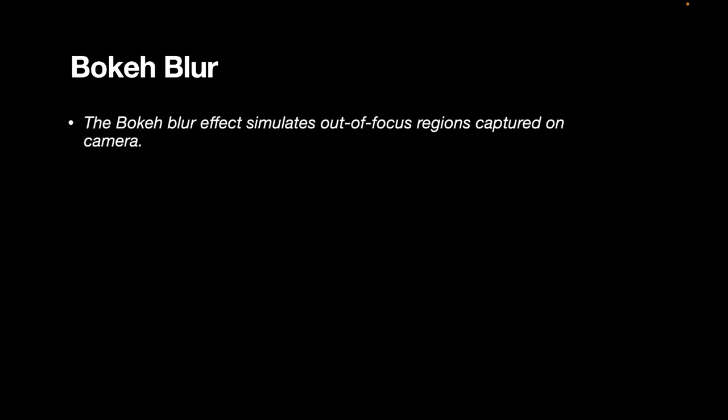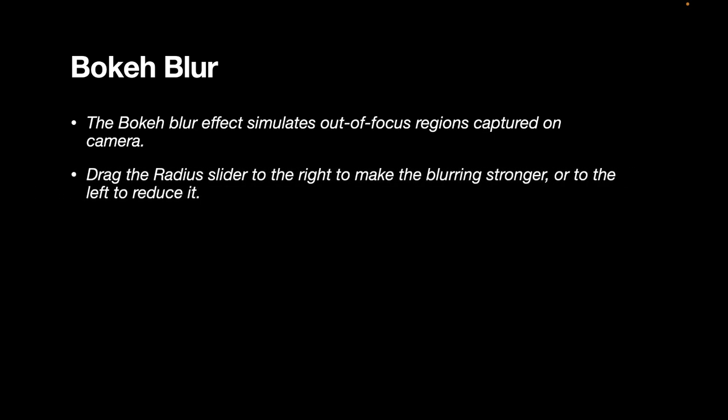So, what are we going to be using to blur the background and create the narrow depth of field? What we're going to be using is the bokeh blur effect. The bokeh blur effect simulates the out of focus regions captured on the camera. Just like in Affinity Photo, all you have to do is drag the radius slider to the right to make the blurring stronger, or to the left to reduce it.